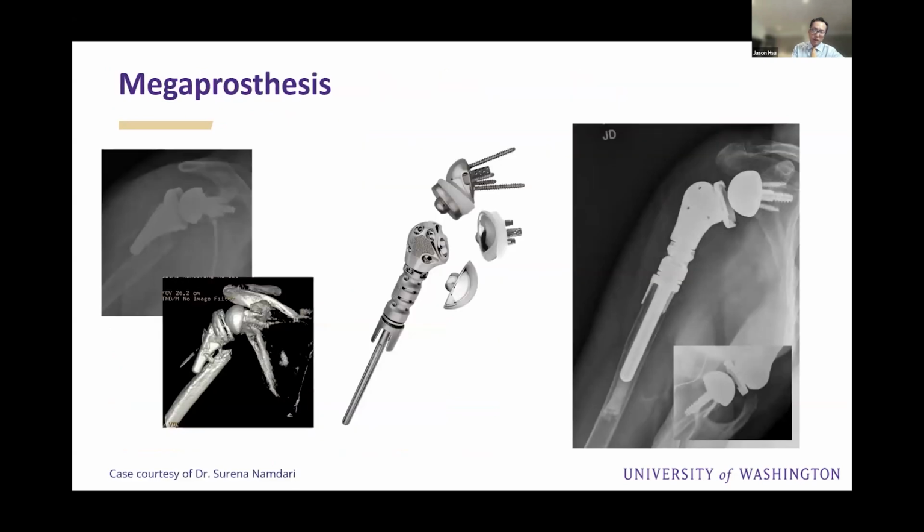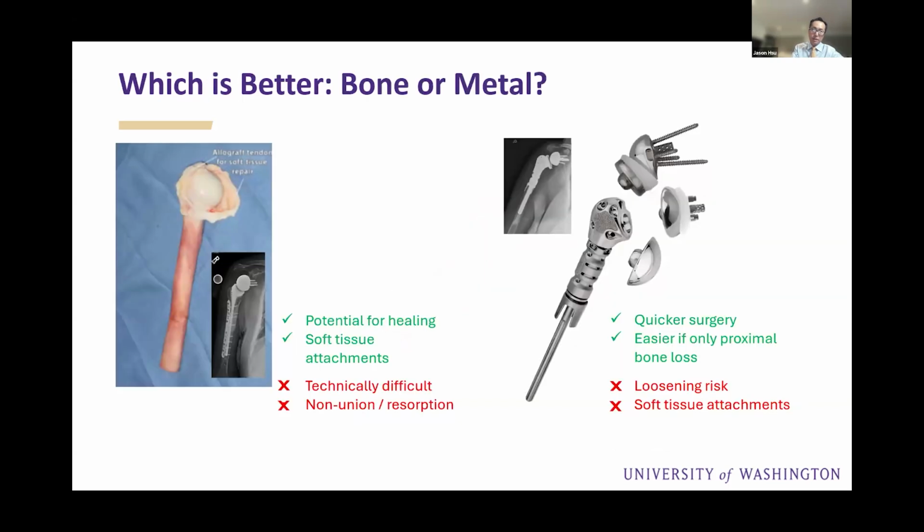The last thing I'll show is the use of a megaprosthesis. You can see that this is an example of a short stem reverse where the patient fell and sustained a periprosthetic fracture. Instead of using proximal humeral allograft, a megaprosthesis was inserted. This is the patient's X-ray at 3 years.